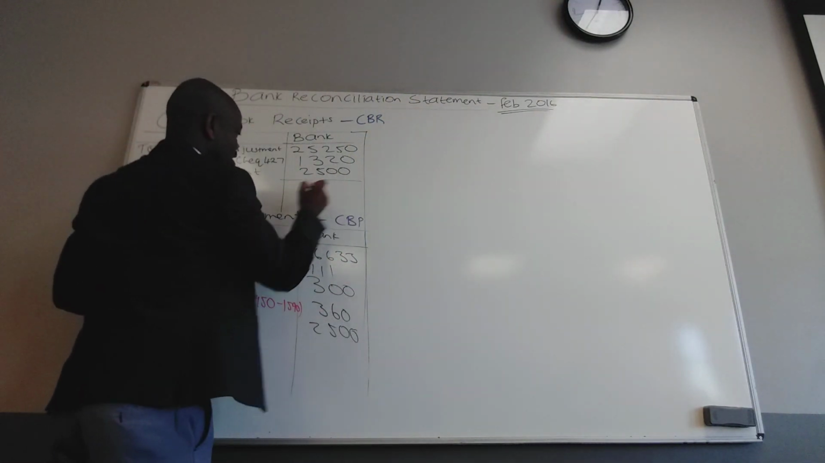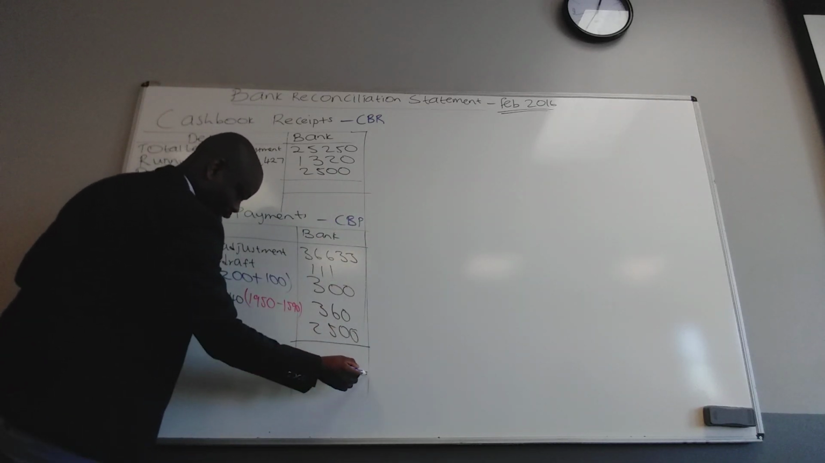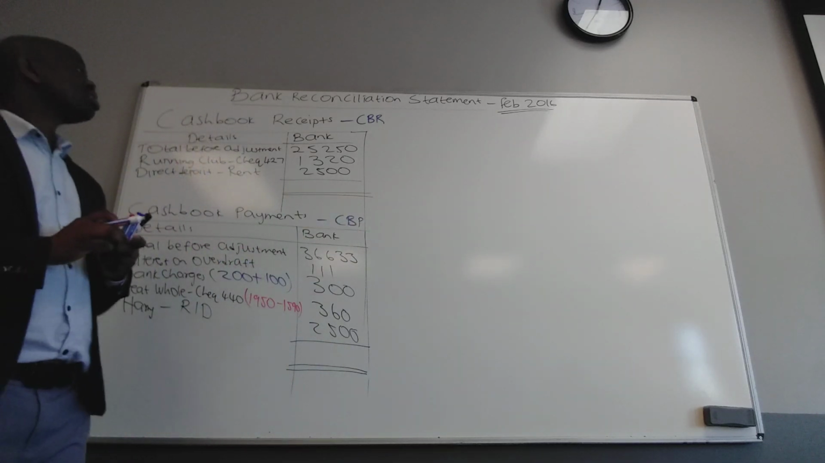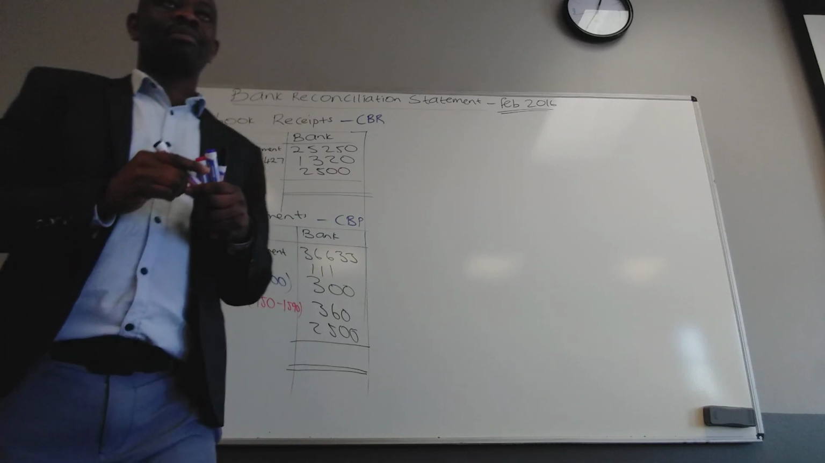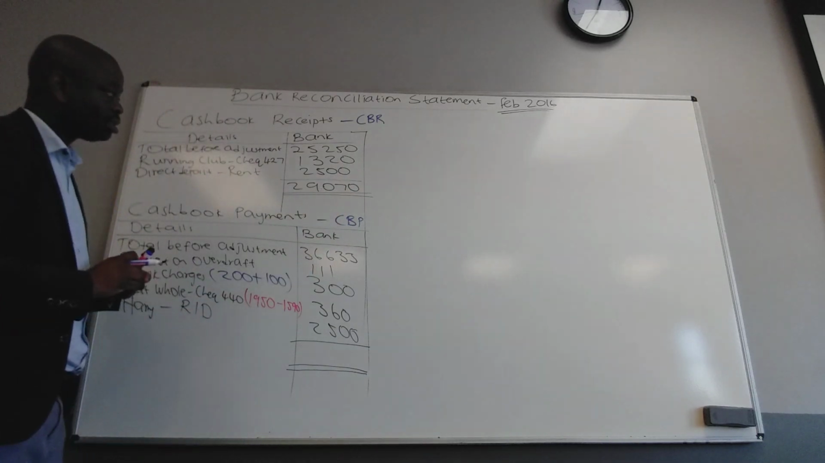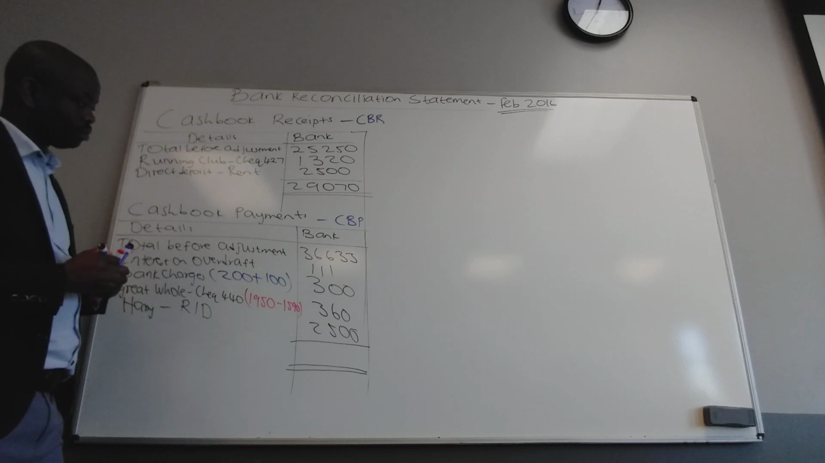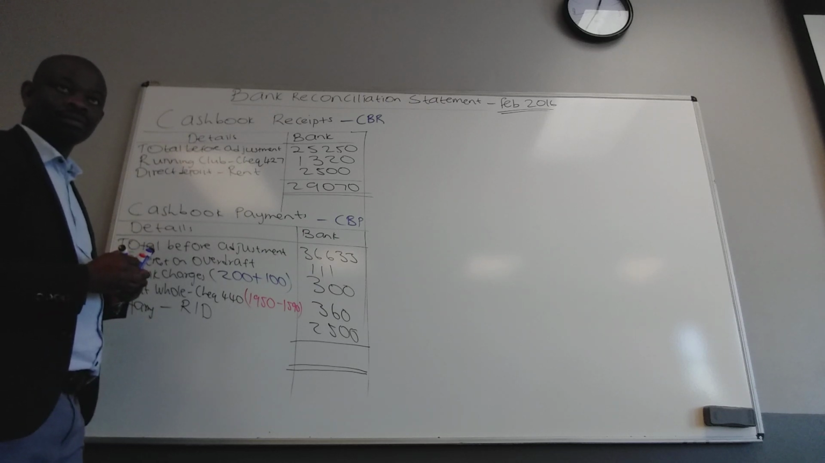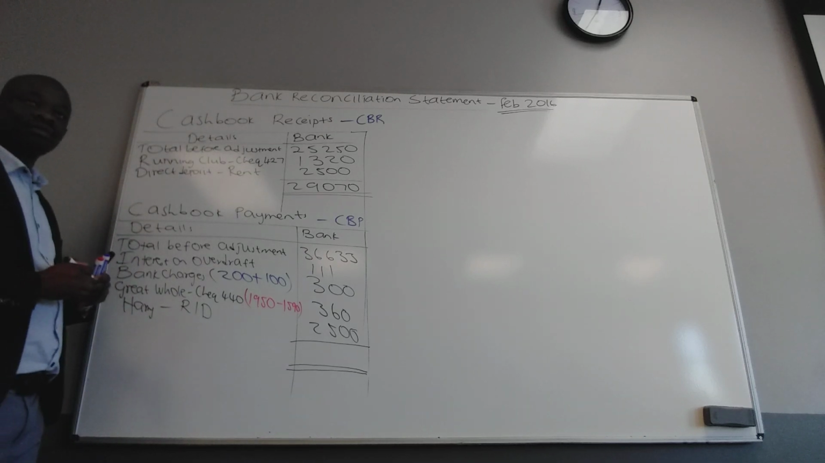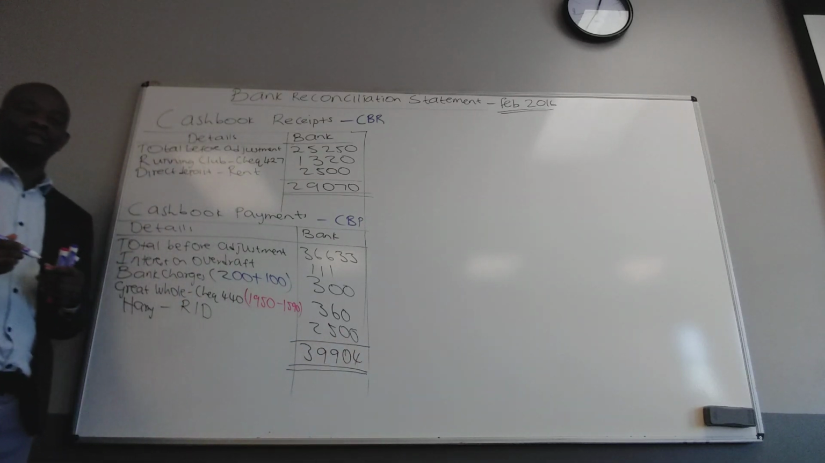So now we need to find the totals. Just help me. Take out your calculators and help me with the totals, and then we can go to the next step. 29,070. $39,904. Like this. Thank you so much.